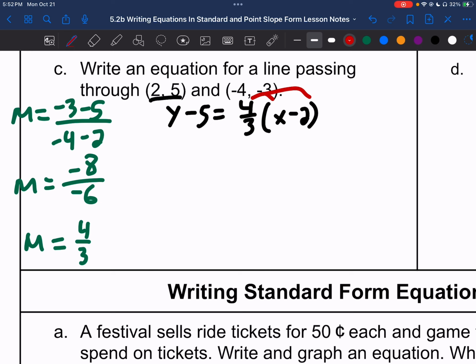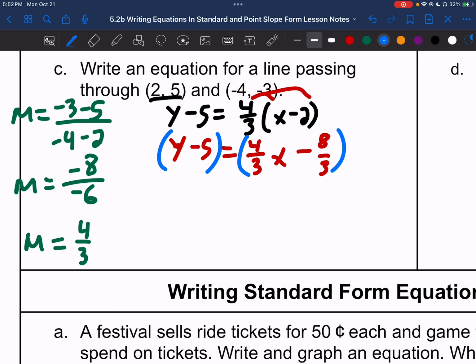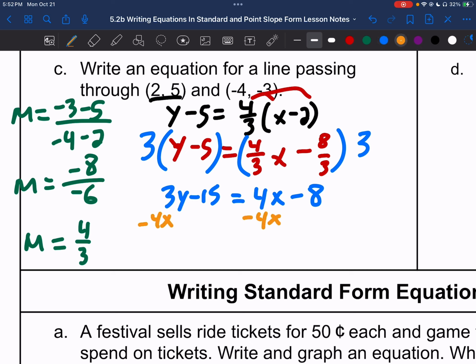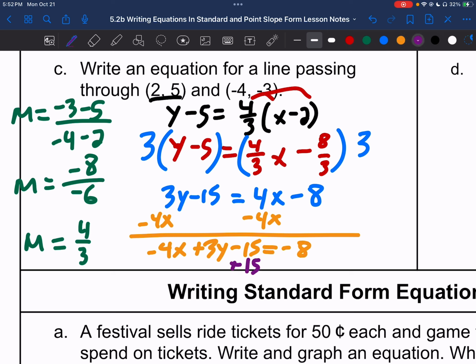Distribute. We've got y minus 5 equals 4/3 x minus 8/3. And I want to get rid of that fraction, so we're going to multiply both sides by 3. And so we get 3y minus 15 is equal to 4x minus 8. Subtract 4x from both sides. We have negative 4x plus 3y minus 15 equals negative 8. And add 15 to both sides. And we get negative 4x plus 3y equals 7.